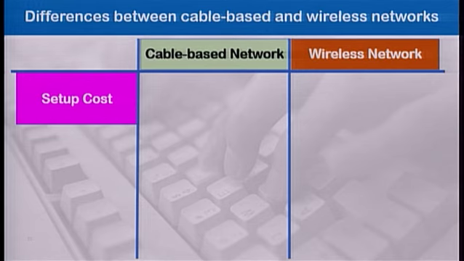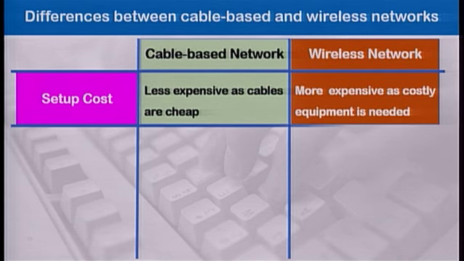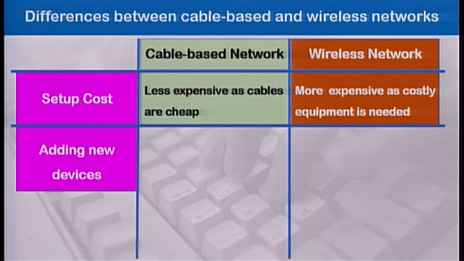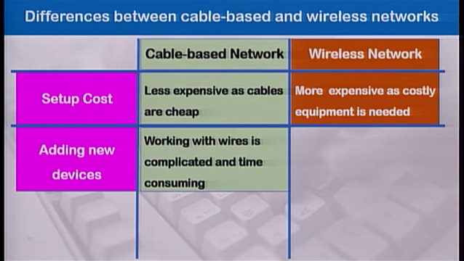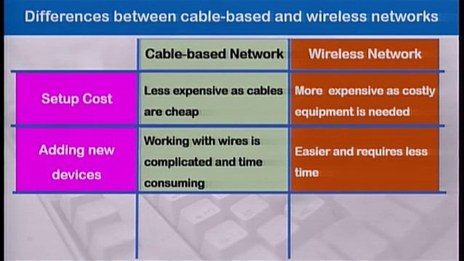Speaking about cost to set up a network, it costs less to set up a cable-based network as cables are not expensive. Setting up a wireless network costs more as the equipment needed is expensive. Adding new devices to the network. Adding a new device to a cable-based network means working with wires, which is complicated and time-consuming. On the other hand, it is easier to add a new device to a wireless network and it takes less time.